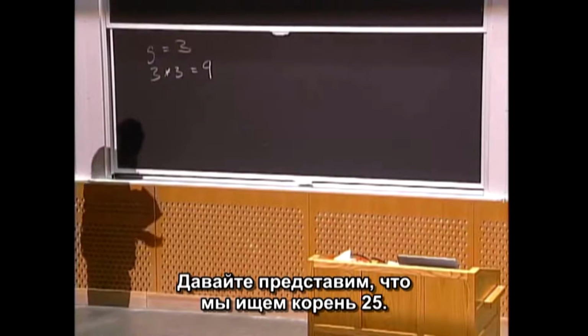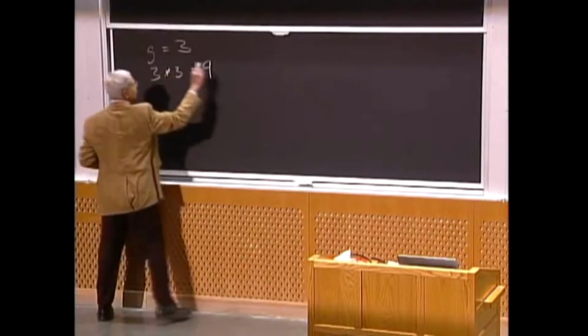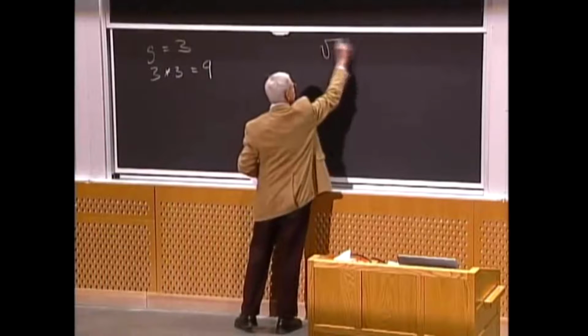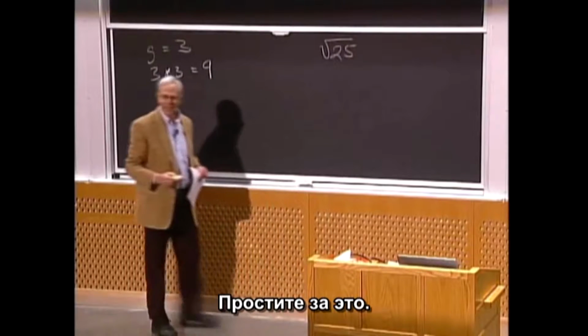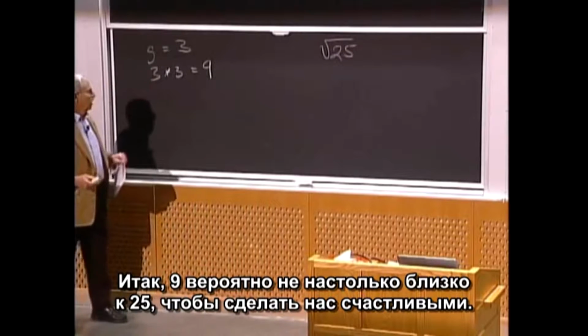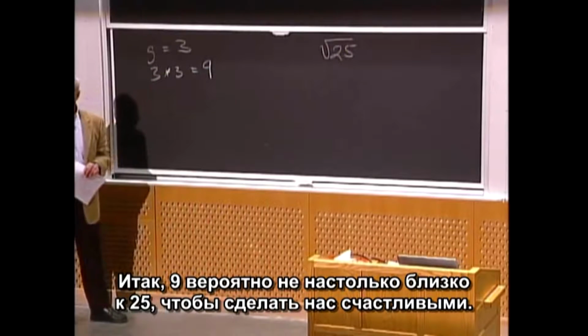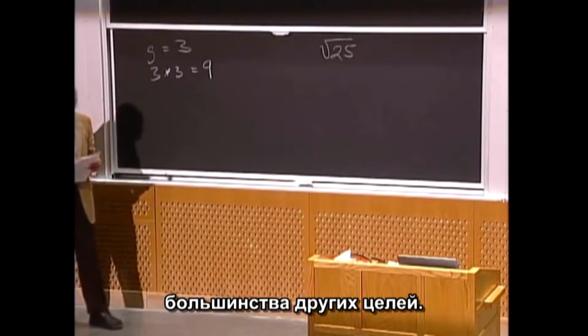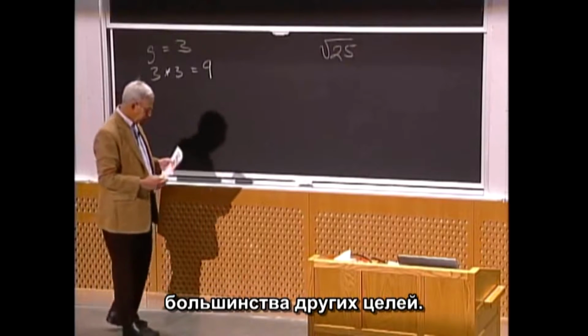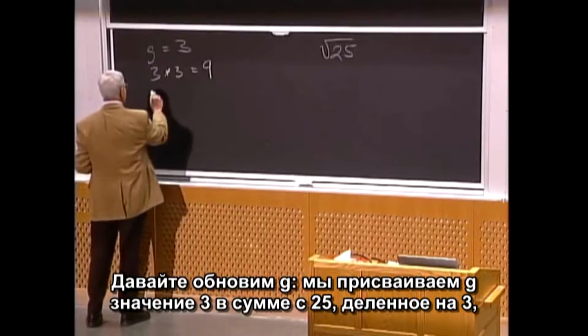Well, let's say we're looking for the root of 25. Guess I should have started with the problem statement. Sorry about that. Well, 9 is probably not close enough to 25 that we're happy. Maybe good enough for government work, but not for most other purposes. So we'll reset G.